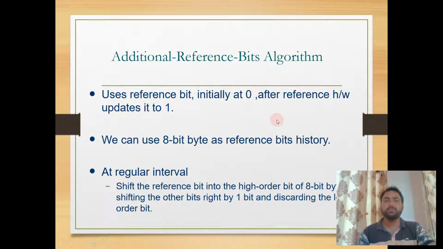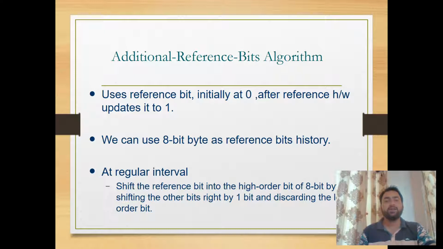First one is the additional reference bits algorithm. In this we use a reference bit which is initialized at 0, and after a reference has been made to a particular frame, the hardware updates the reference bit from 0 to 1.